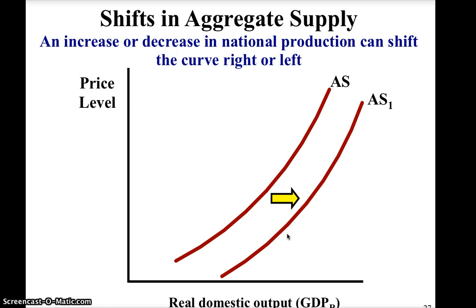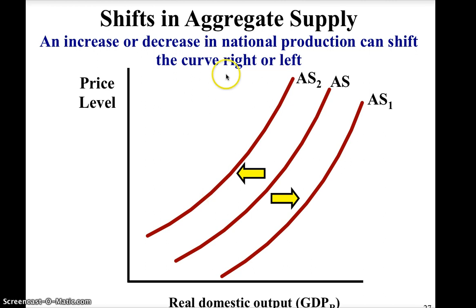So this is what an increase looks like, and this is what a decrease looks like. Remember, just like in normal supply and demand, you want to think about shifts in terms of right and left, not up and down, right? So a right shift is an increase, and a left shift is a decrease. Okay. In terms of the three different curves, we're going to talk about that in a future video.